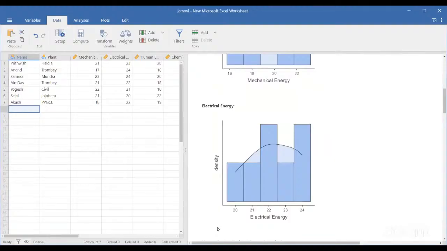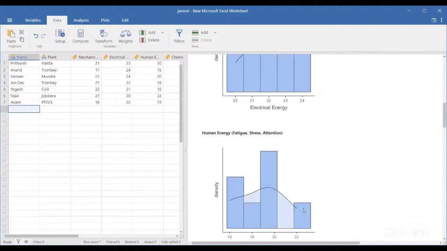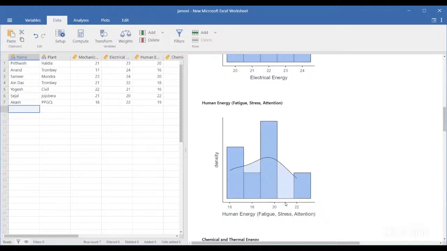Okay, I think the next variable is human. Say electrical is not correlated. We have to follow the correlation. If the correlation with the total score is high, then we will consider that variable.